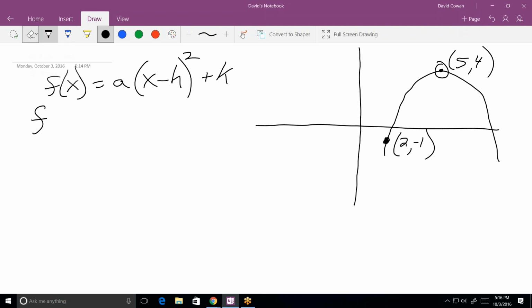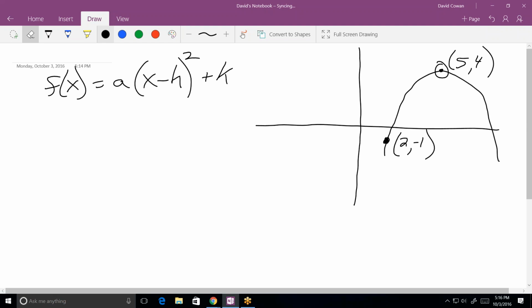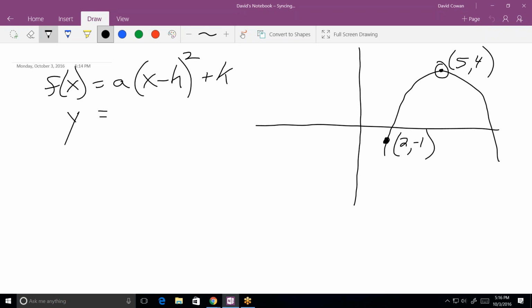Now let's take the vertex and plug that in. Instead of calling it f of x, I'm going to call it y. You do understand they're the same thing, right? Yeah, definitely. Only reason I'm calling it y is because we're dealing with x and y coordinates. It's going to make it easier to figure out. So what's the first step? We know the vertex, so we're going to plug the vertex in. So y equals a(x minus 5) quantity squared plus 4.